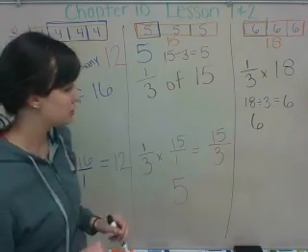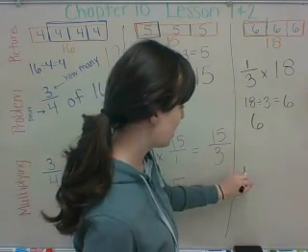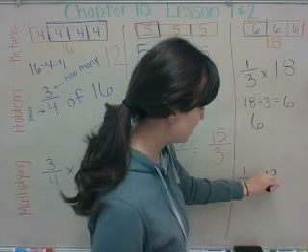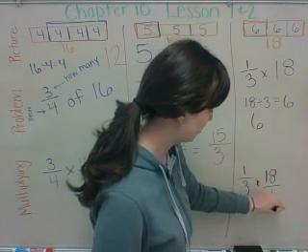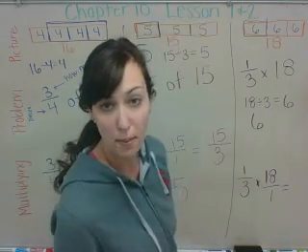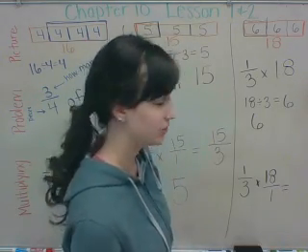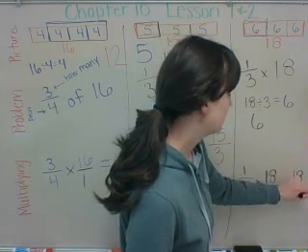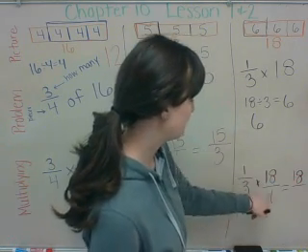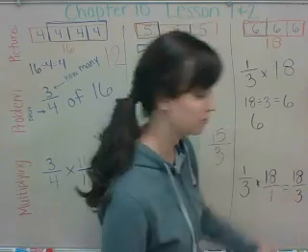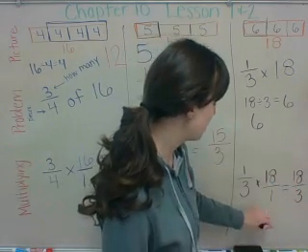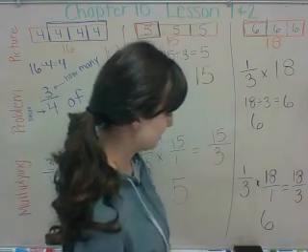And if we go ahead and multiply it out so you can see what that would look like, we'd have 1/3 times 18. Remember, we put it over 1 because 18 is a whole number. 1 times 18 is 18. 3 times 1 is 3. And that can be a division sign, so 18 divided by 3 is 6.